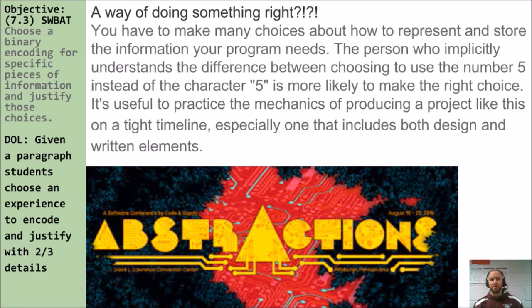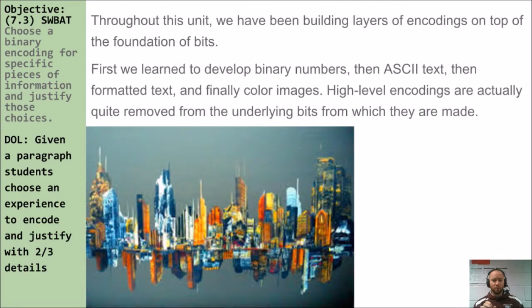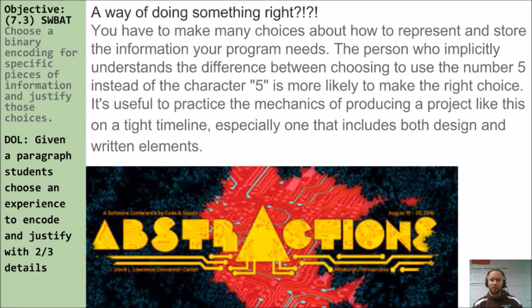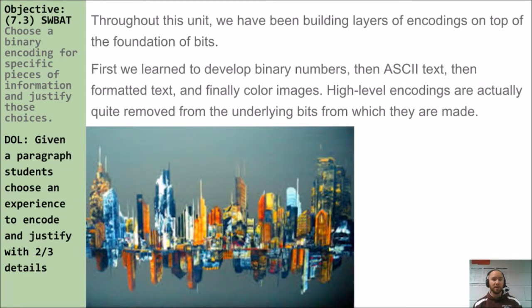You have to make many choices about how to represent and store the information your program needs. The person who implicitly understands the difference between choosing to use the number 5 instead of the character 5 is more likely to make the right choice. It's useful to practice the mechanics of producing a project like this on a tight timeline, especially one that includes both design and written elements. When you get older, if you have a job that requires you to do this, you'll be successful if you can differentiate between the number 5 and the character 5, and if you're able to both design and write about what you're doing at the same time, or at least communicate verbally about that.